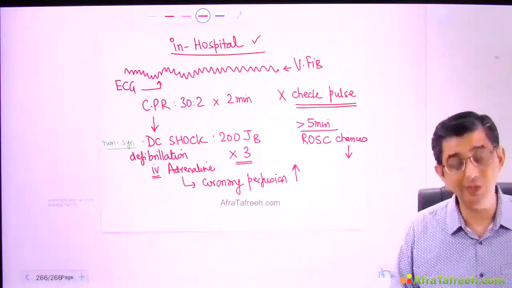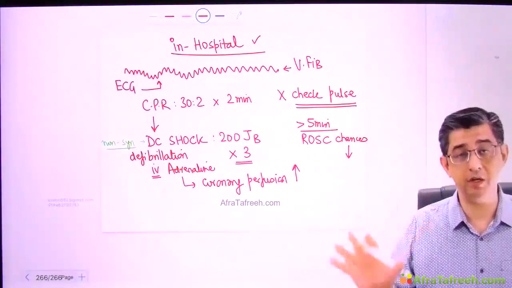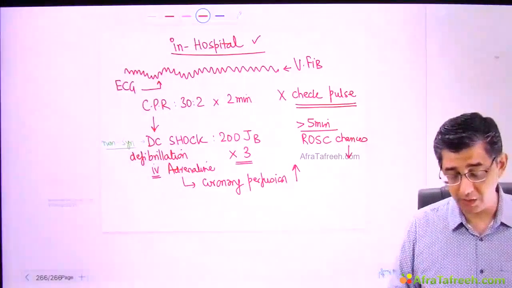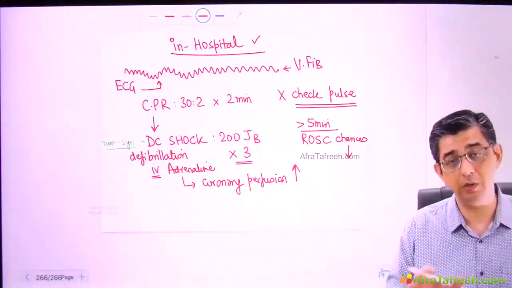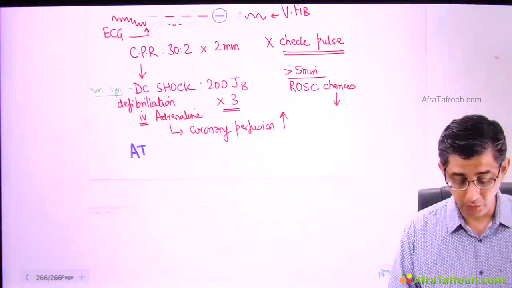So the reason why we use adrenaline in cardiac arrest or flatline ECG is to stimulate the SA node and get the cardiac activity back to normal. But in this case, our objective is to enhance the coronary perfusion. Also, I want you to remember that there is absolutely no role of atropine.